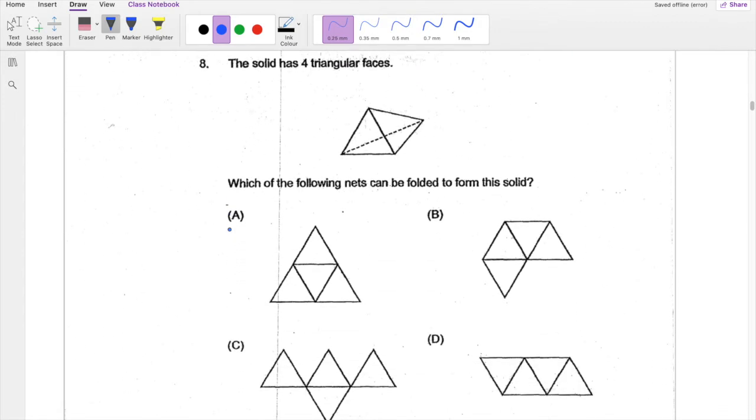So question 8. The solid has 4 triangle faces. We see that this is a pyramid. Which of the following nets can be folded to form this? This is a 3D geometry object, a solid. When we put it into two dimensions, this is called a net. When we fold the net or unfold the solid, there is something which doesn't change, for example, the shared edges of any two sides.